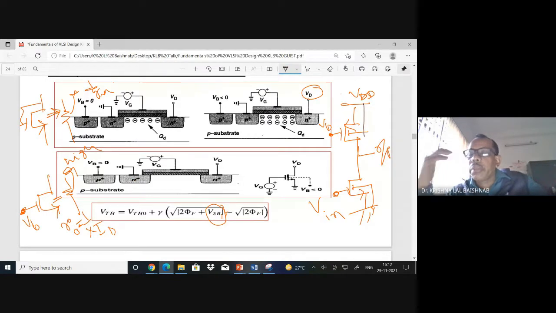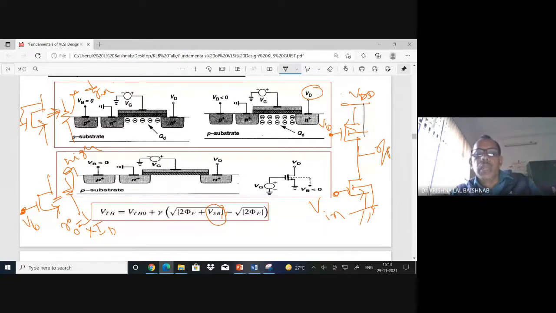Okay, so remember that in the case of any amplifier design, for PMOS we generally connect the body to VDD, and for the basic driver NMOS we connect the body to ground, to nullify the effect of body bias. Clear?